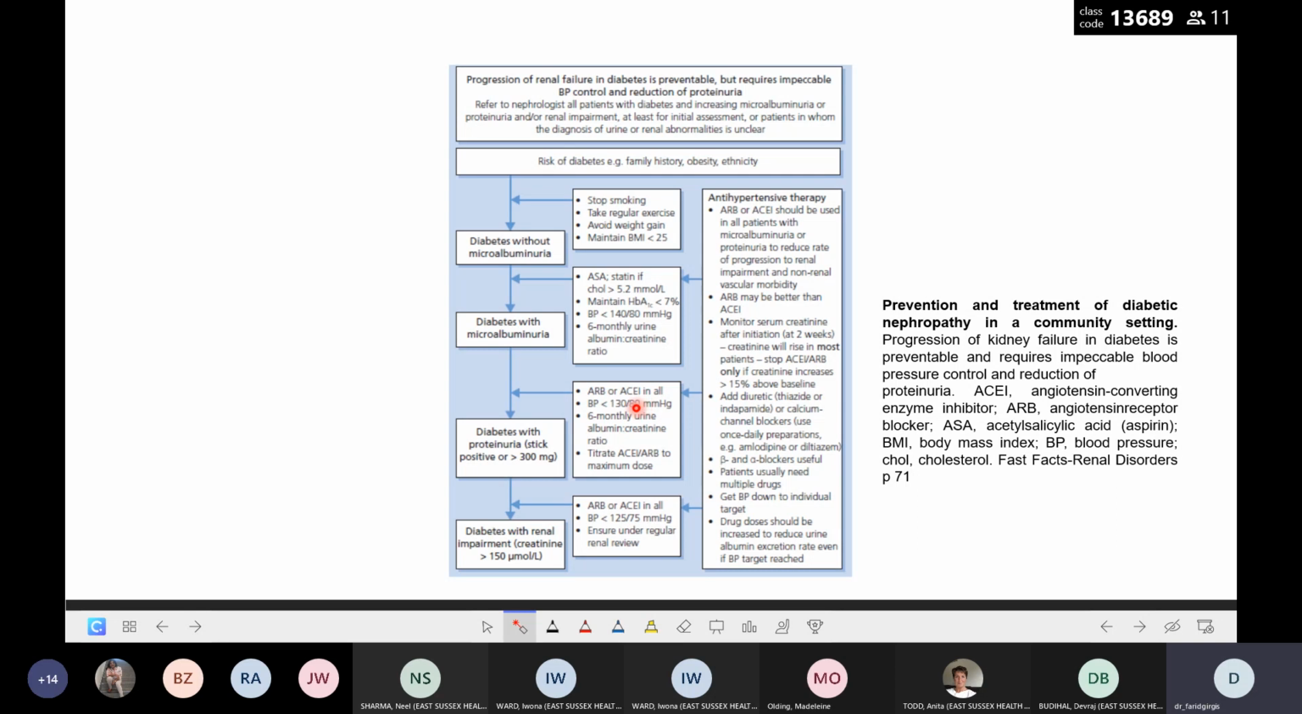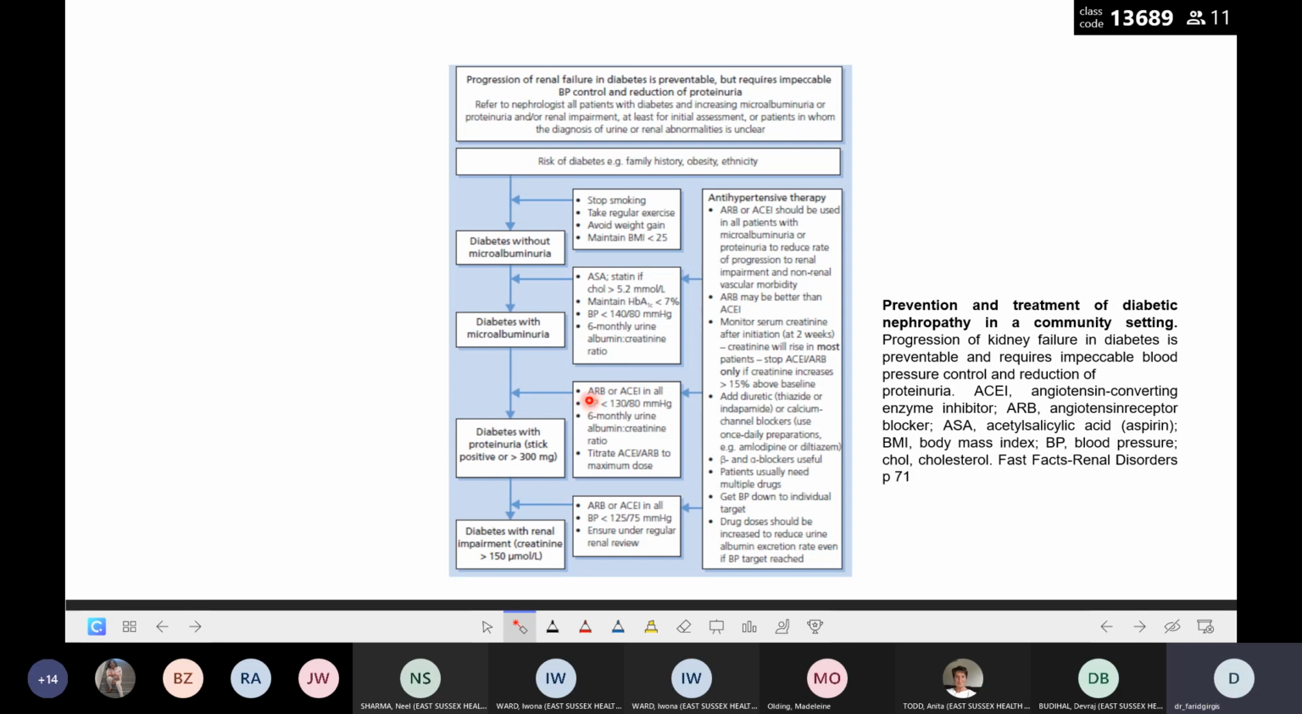Second point, we don't combine both together. So, for example, we don't put ramipril with candesartan with losartan. Why? Because the ONTARGET trial showed that combining ACE inhibitors and ARBs increases the risk of complications like hypotension and hyperkalemia, and at the same time, there is no added benefit. So we select only one type of tablets, either ACE inhibitor or ARBs. We don't combine.